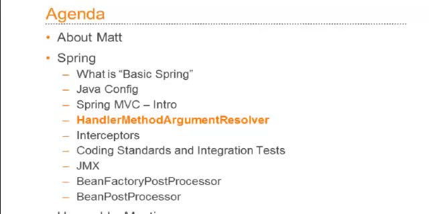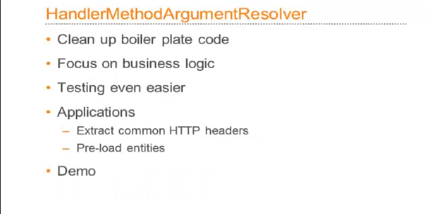Wait, one more thing. Interceptors. Handler method argument resolver. This is something that's been renamed in the recent version of Spring. It's messed me up a little bit because we're still on a couple versions back. It used to be called Web Argument Resolver. Now it's called Handler Argument Resolver. And this is cool. It's another way to clean up boilerplate code and focus on business logic. It makes testing even easier, and you'll see why.